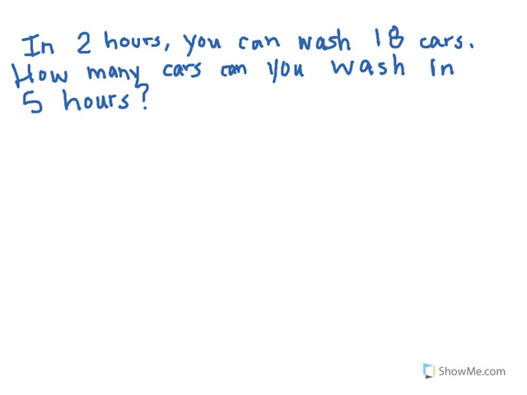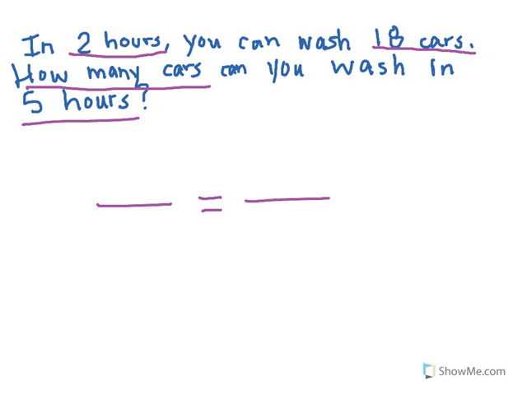And so I'm going to go ahead and underline the important information that I need here. So we're talking about 2 hours, and in that 2 hours we can wash 18 cars. And how many cars are we able to wash in 5 hours? Just like when we talked about scale drawings, we need to make sure when we have our proportion, in this case we've got two fractions that we're comparing, and we're saying that those two fractions are equal. So these two fractions are going to be equal to each other.